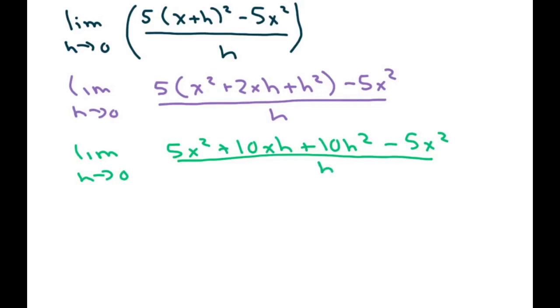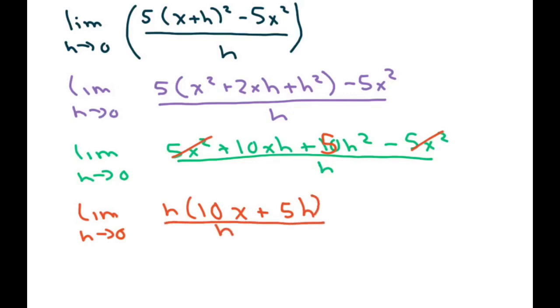Now, as you can see, the 5x squares cancel out. We're just left with everything with h. So I'm going to factor out an h of this, and I'm going to get h times... I can just leave this, it should have been a 5. Okay, so 10x plus 5h all over h. And then what happens is the h's cancel out.